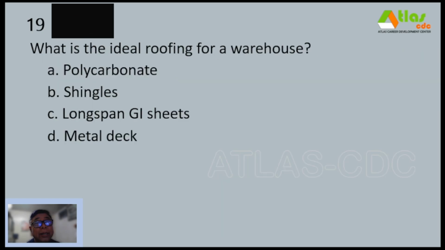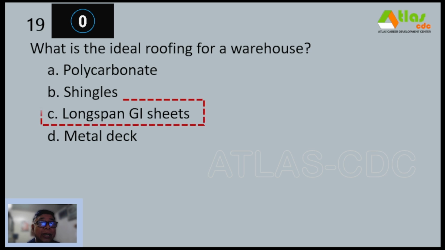19. What is the ideal roofing for a warehouse? A. Polycarbonate. B. Shingles. C. Long-span GI sheets. And D. Metal deck. And our correct answer is letter C, long-span GI sheets.